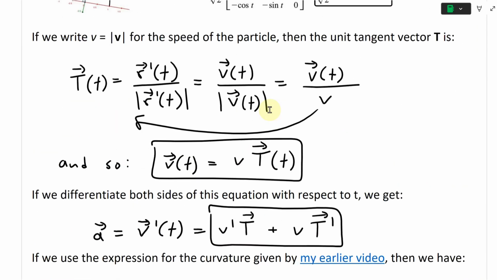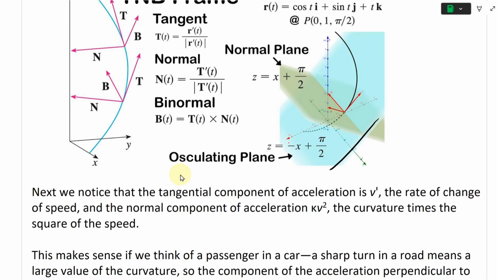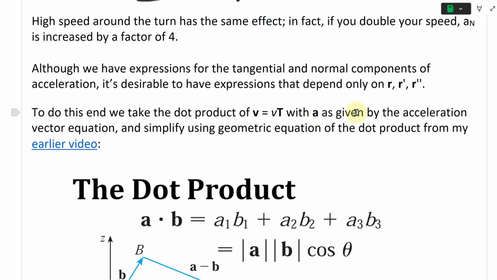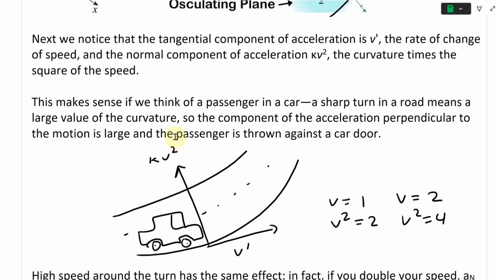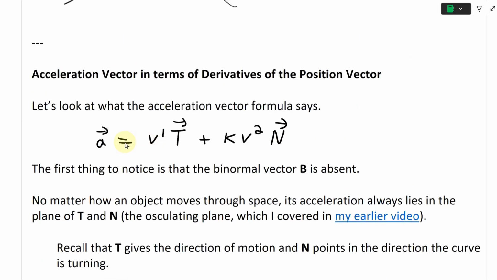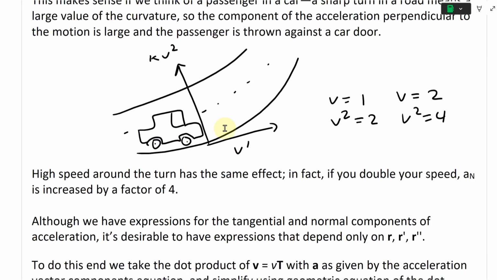Scrolling all the way back up, that's this first equation right here. So we take the dot product of the velocity with the acceleration, as given by the acceleration vector components equation. I just added that description instead of an equation number, since I like referencing it by describing it. So we're going to take the dot product of the velocity with this, the acceleration vector components formula. I'll put this here so that you can search it in the notes and see exactly what I mean.